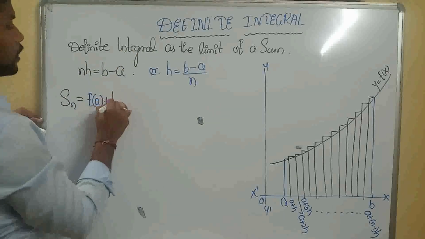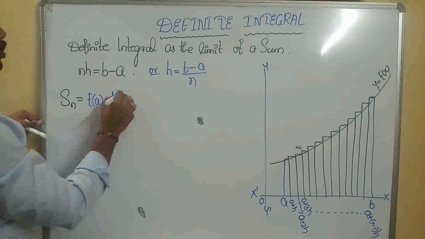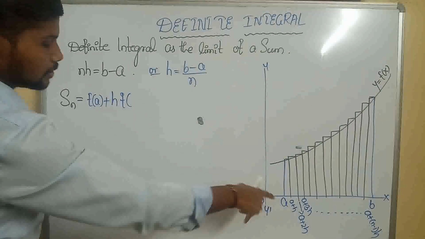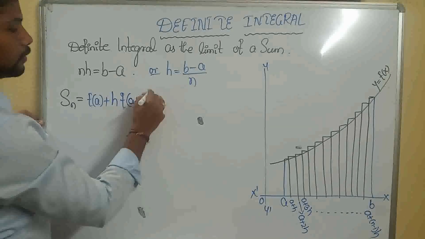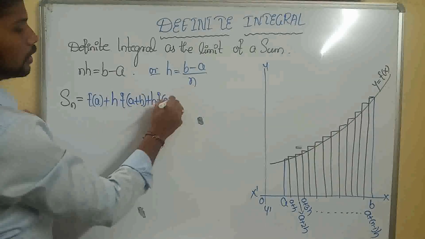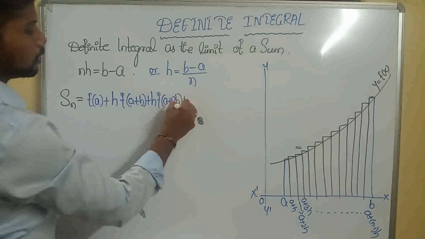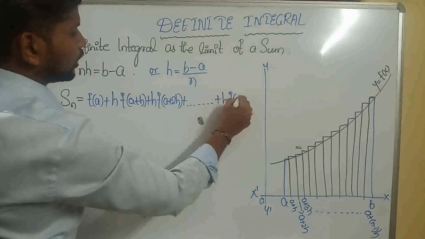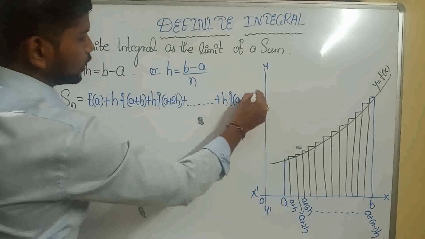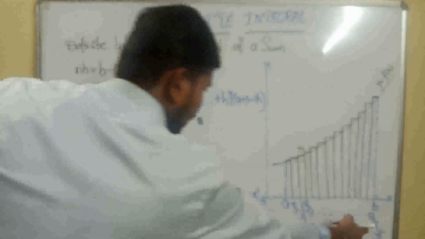The height is changing with respect to the domain value. The second term will be h into f of a plus h. Next term, h into f of a plus 2h, and so on up to h into f of a plus n minus 1 into h. That will be the last point.